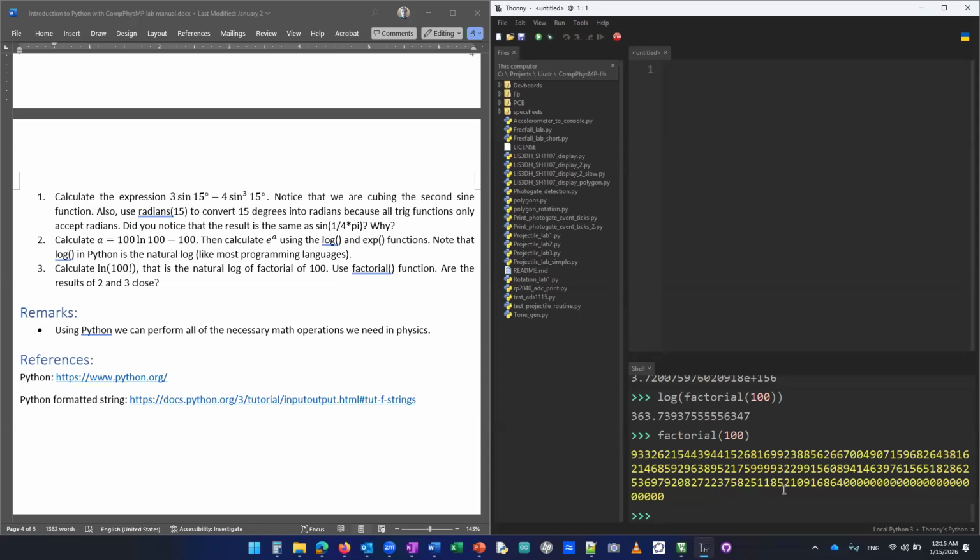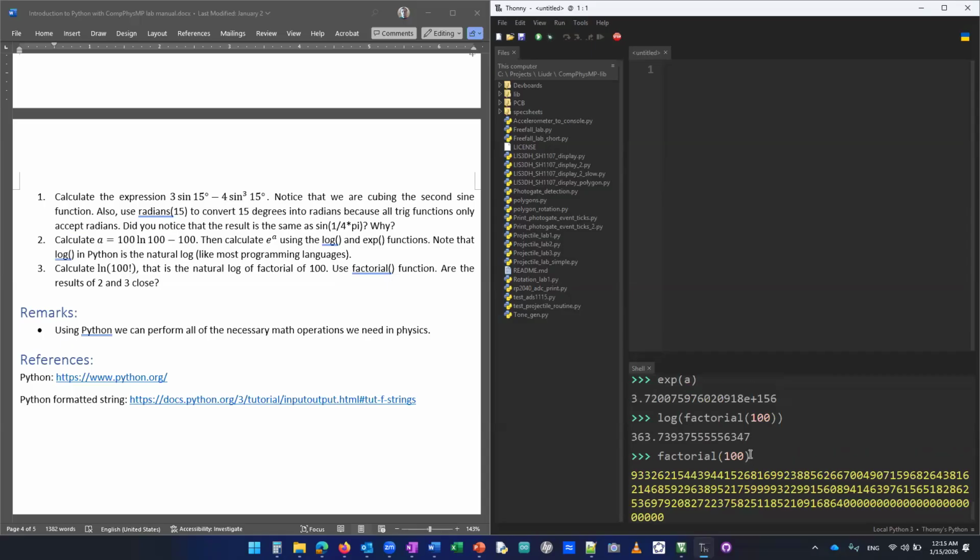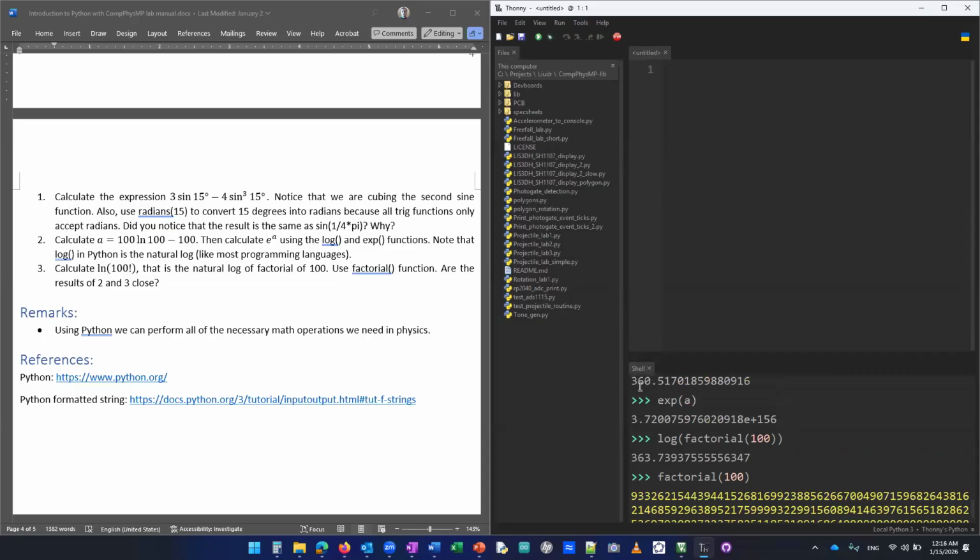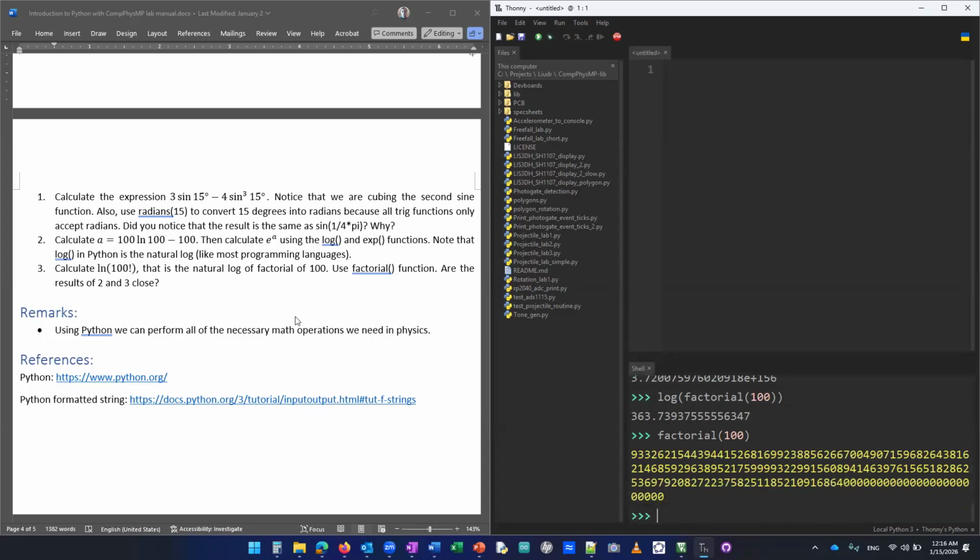So based on Stirling's approximation, the two numbers will be pretty similar. As you can see, they differ by what? 4 out of 360, so that's about 1%, so 99% close. So that should be it. Make sure you follow these instructions so you get to explore how to use Python as your calculator. It's free and open source.